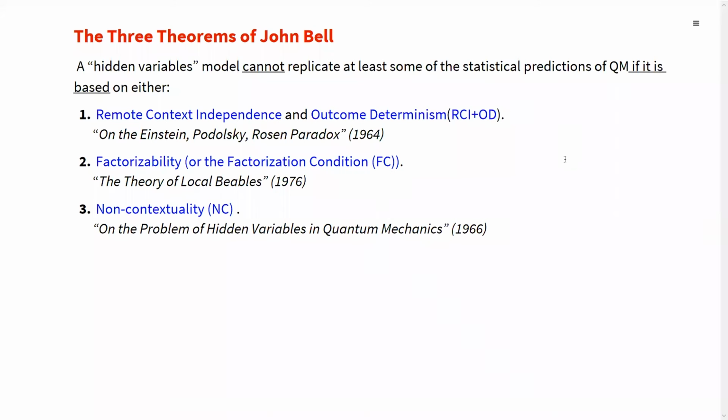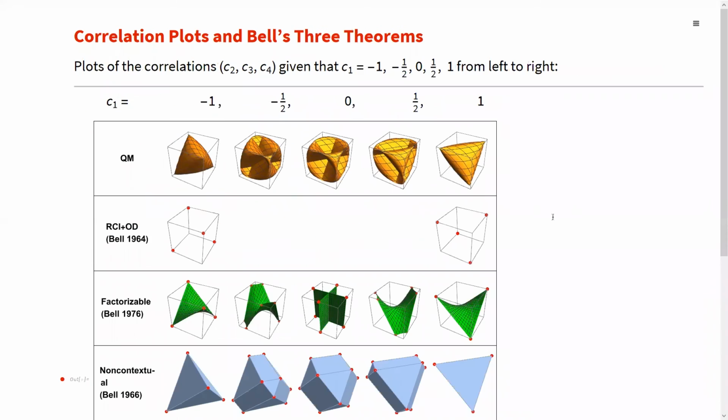So moving on, the 3 theorems of John Bell. I claim there's 3 theorems, and there's other people who've written papers like this, but I kind of stole some ideas from all of them. But anyway, what the 3 theorems of John Bell say is that a hidden variables model cannot replicate at least some of the statistical predictions of QM if it's based on either RCI plus OD, that's his first paper in 64, factorizability, the factorization condition, that's one of his other papers in 76, or non-contextuality, which is his paper in 1966. Actually, he wrote it before he wrote the first paper, but there was an editorial snafu and it didn't get published till 66. But anyway, that's the hierarchy that I'm talking about.